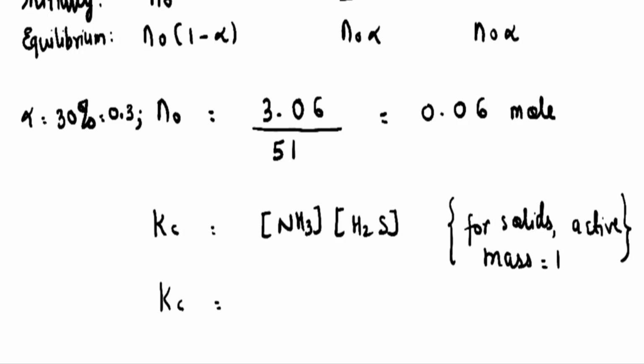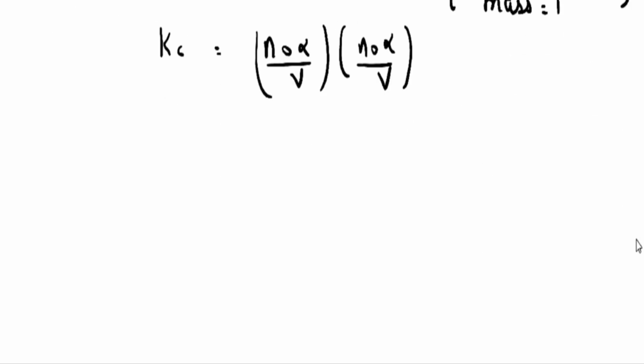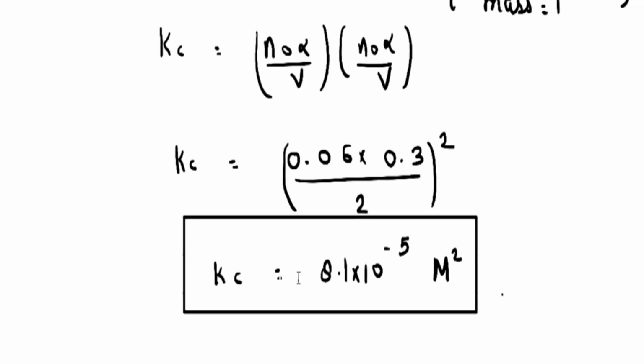So our Kc will be equal to N0 alpha upon V into N0 alpha upon V. On plugging the values of N0 alpha and V, we will get Kc equal to 0.06 into 0.3 divided by 2, whole square, and on solving, our Kc comes out to be 8.1 into 10 raised to the power minus 5 molar square. Now we need to calculate Kp.